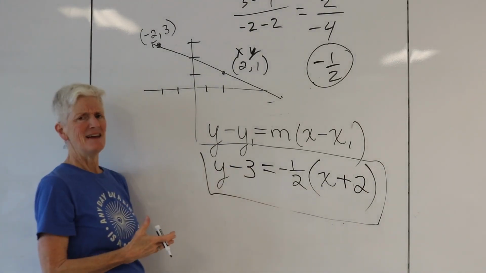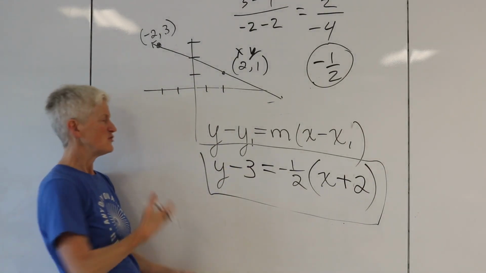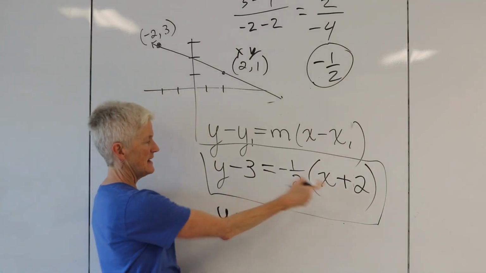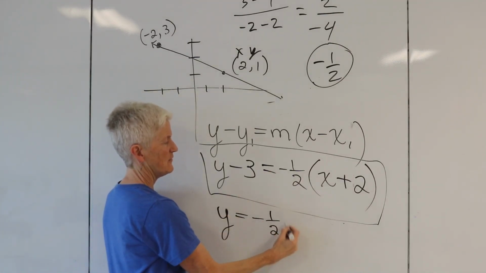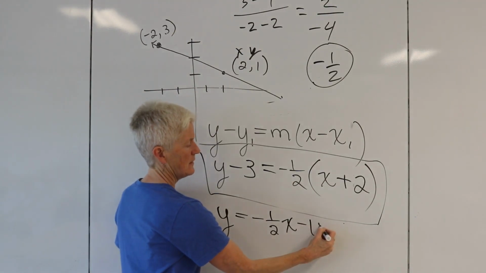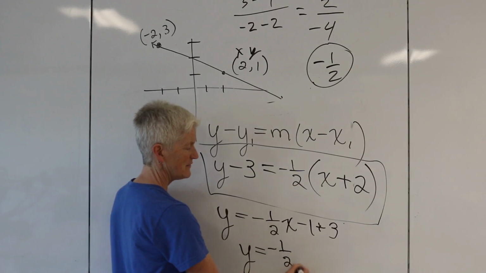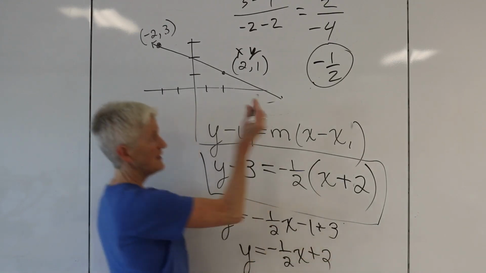Could I leave it like that? Absolutely. But should I rewrite this just to convince ourselves it's the same? I'm going to add the 3, distribute the -1/2. Holy cow, they're all the same. 3 different ways to write the same line.